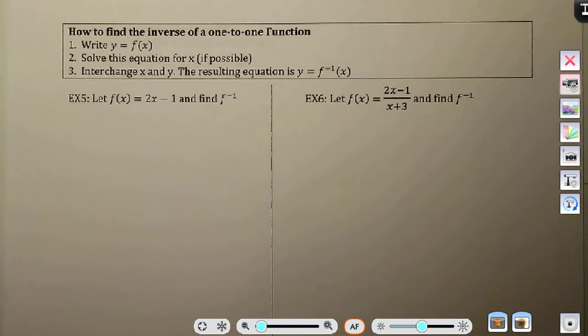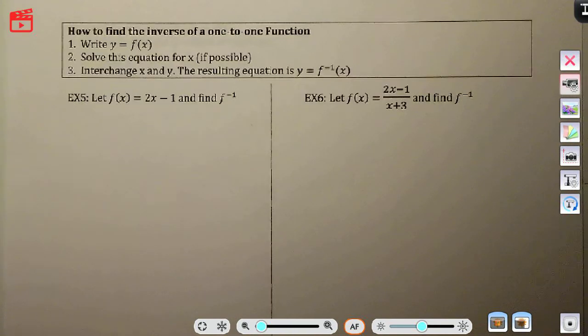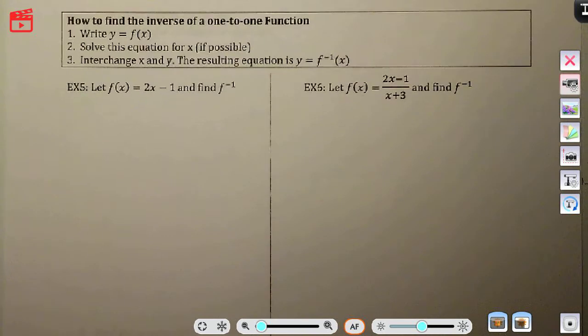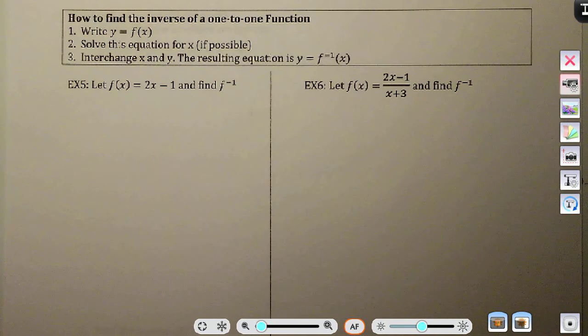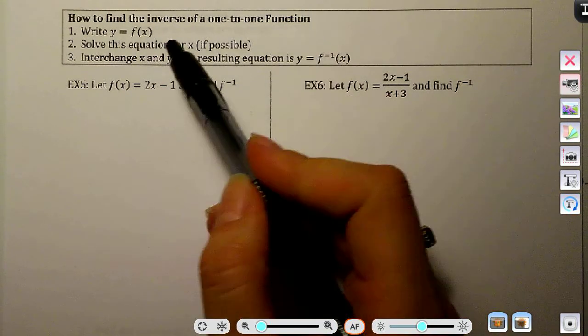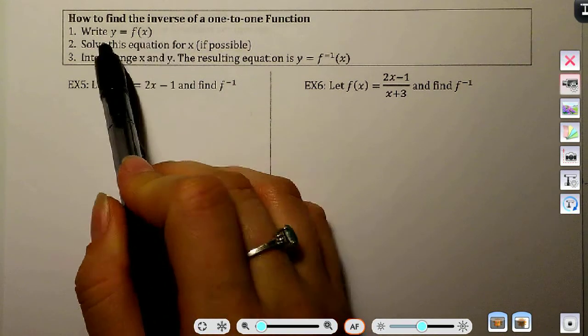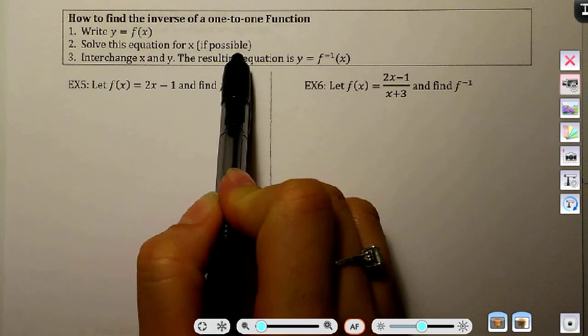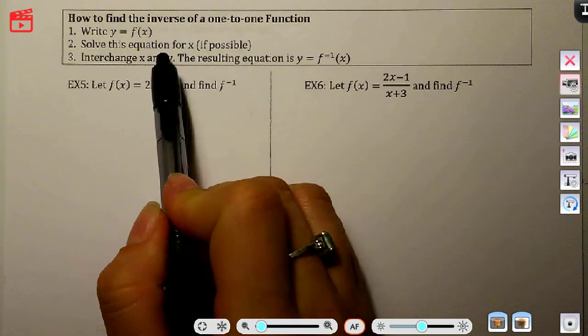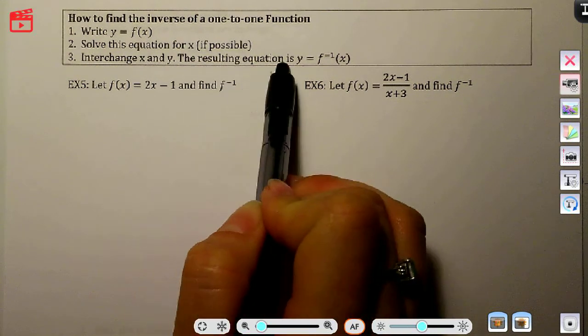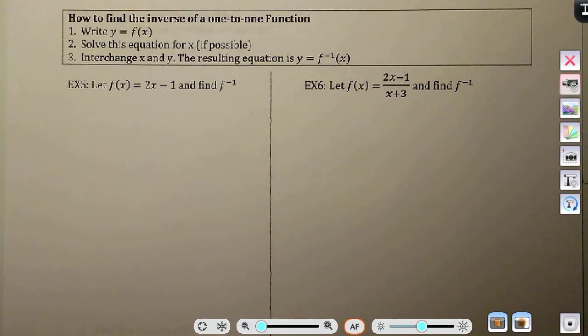All right, so how to find the inverse of a one-to-one function. This is fun. What you're going to do is write y equals f of x and then solve this equation for x if possible. Then, once you've done this, interchange x and y, and the resulting equation is y equals f inverse of x.